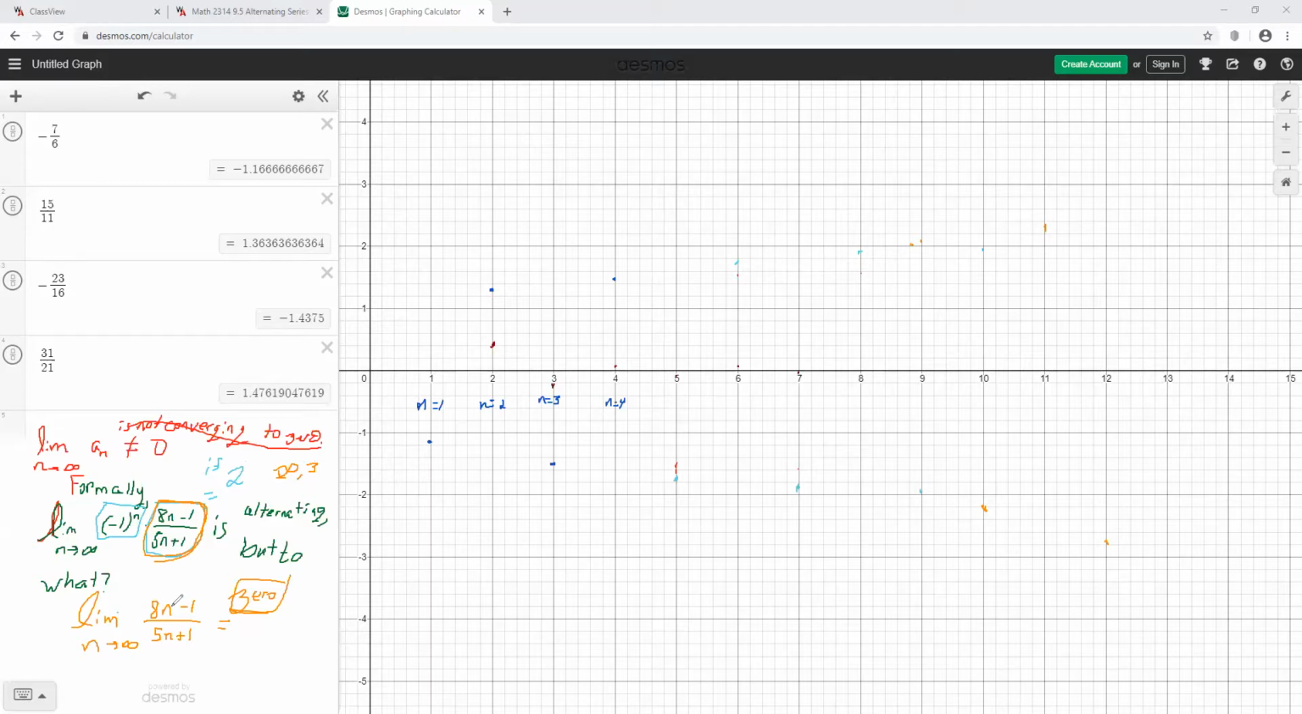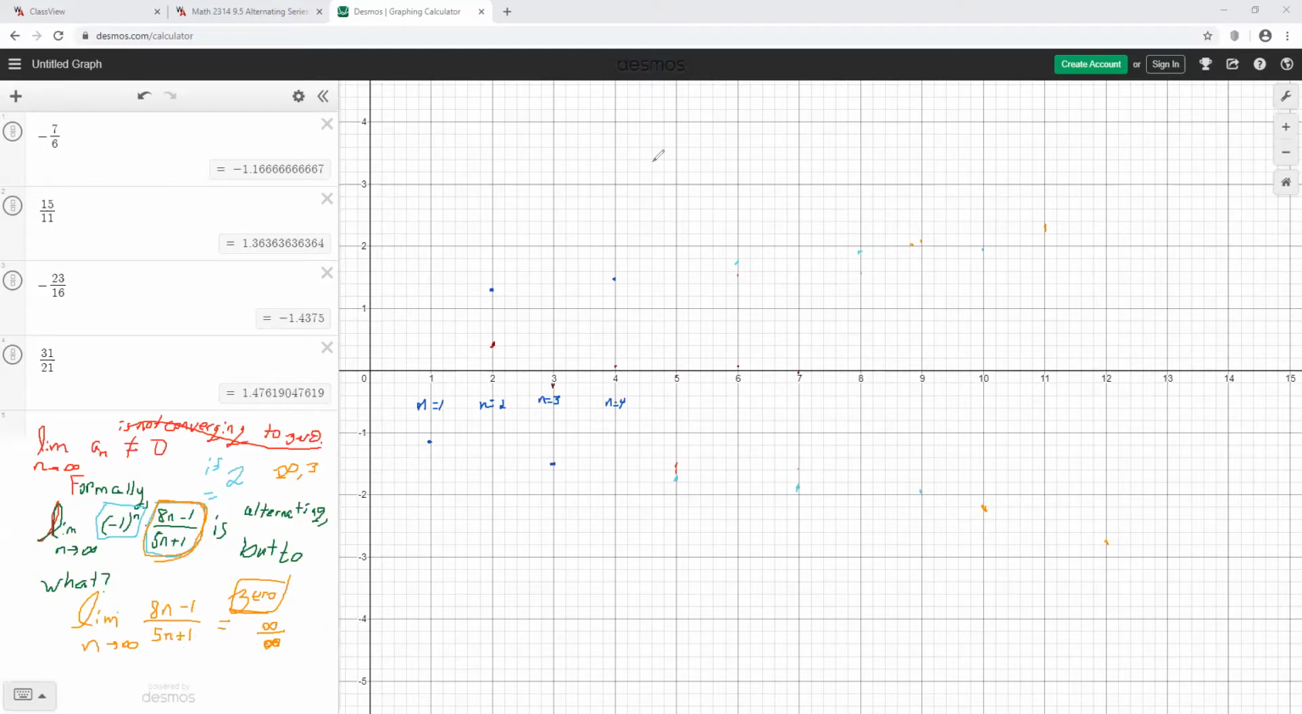8 times infinity, infinity minus 1 is still infinity. 5 times infinity plus 1 is still infinity. And what did we get? Did we get a determinant, or is this indeterminate? Indeterminate. And is it unfriendly or friendly? Friendly. So we could do one of two things here. Use L'Hopital's rule and take the derivative of the top and the bottom.